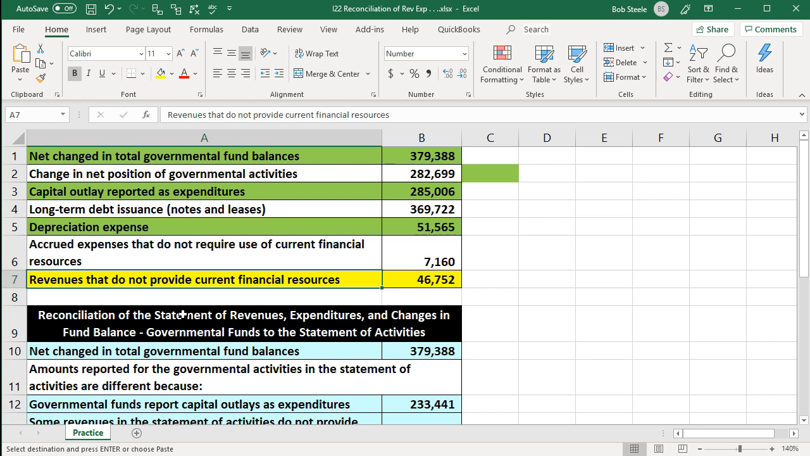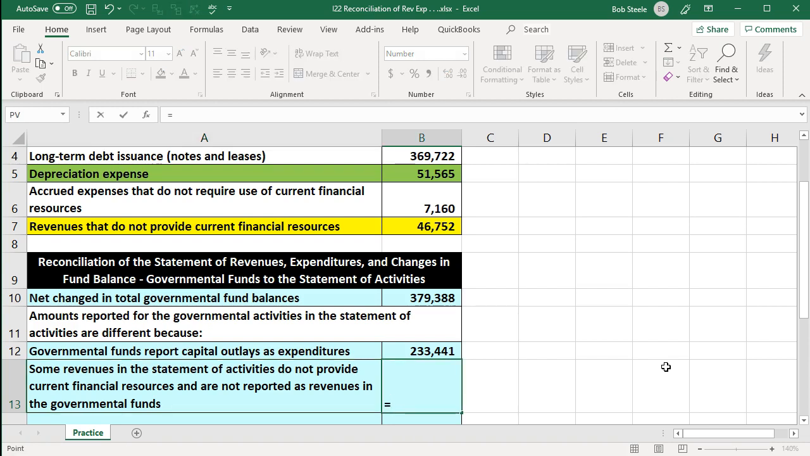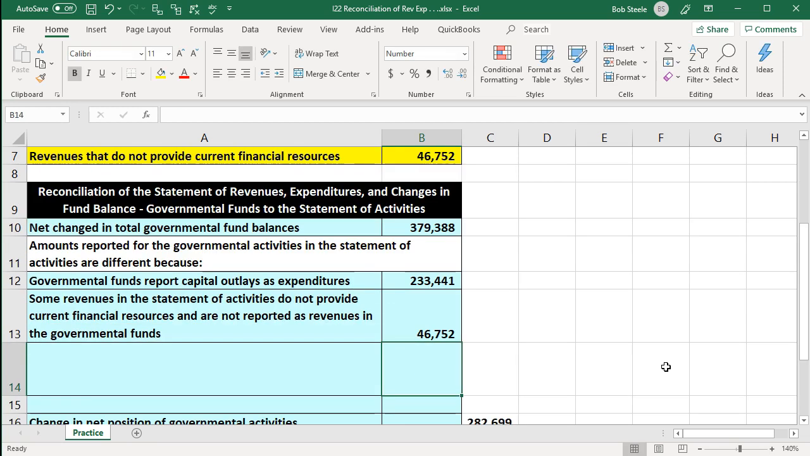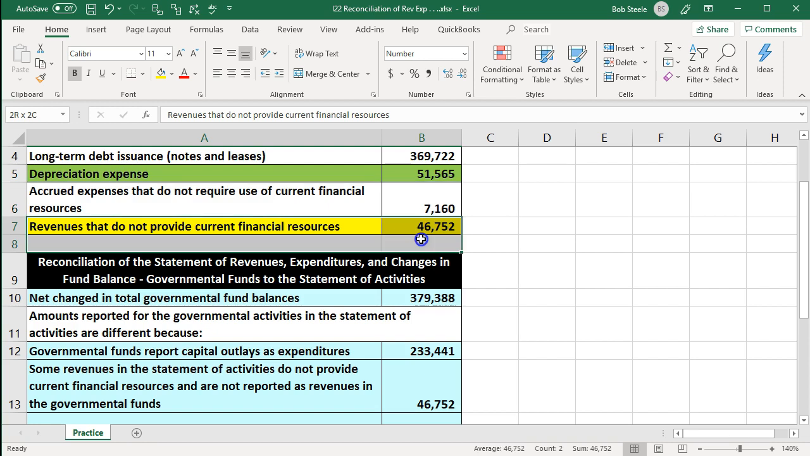the revenue account on an accrual basis, which is what we would do on the government-wide level, the entity as a whole. However, on the modified accrual basis, the fund level, we're going to record down here some revenues in the statement of activities do not provide current financial resources and are not reported as revenue in the governmental funds. And therefore, that's going to be our description of the difference of that 46,752. We've now found a home for this one. I'm going to make that one green because green means it has a home, and that is good.